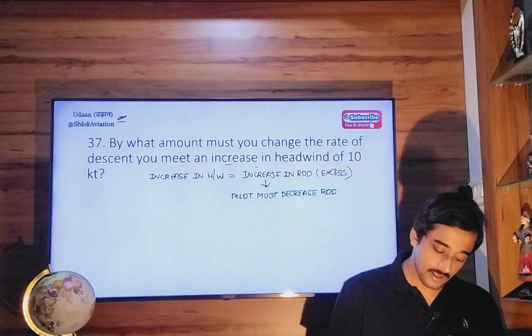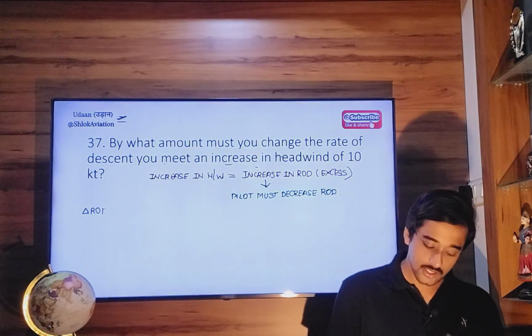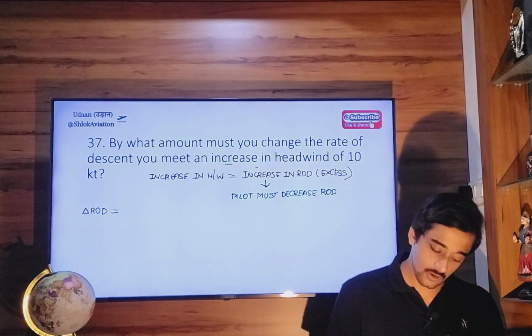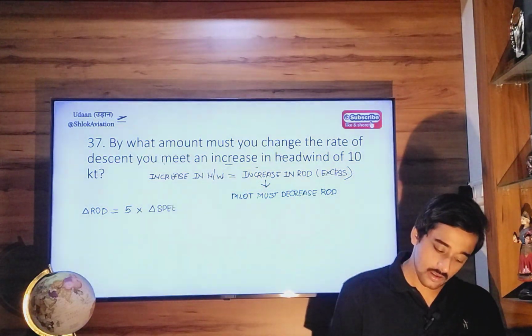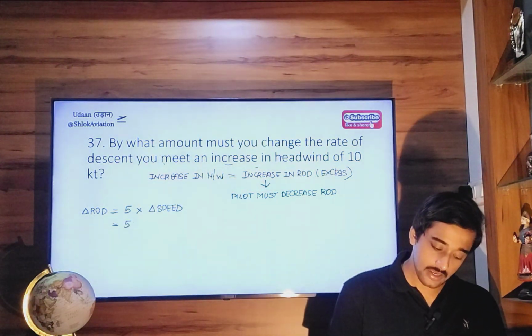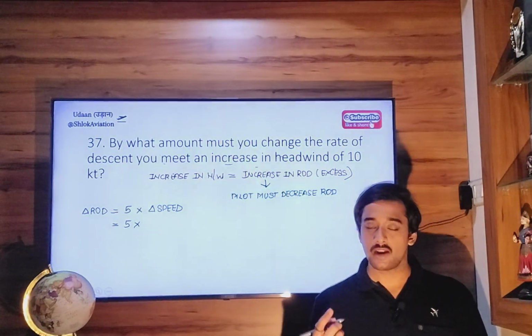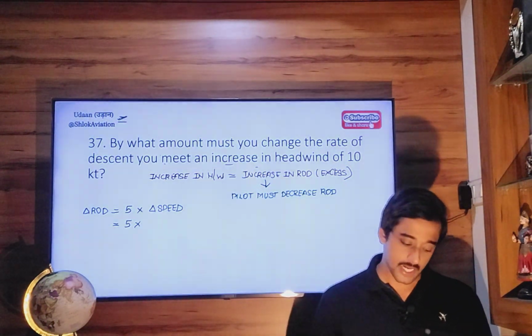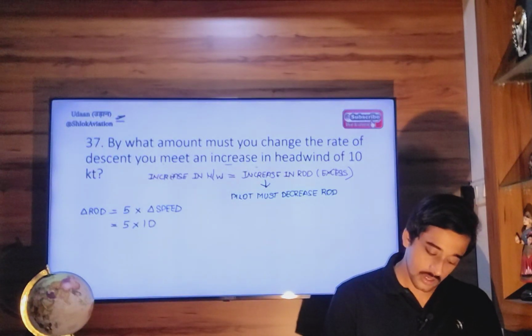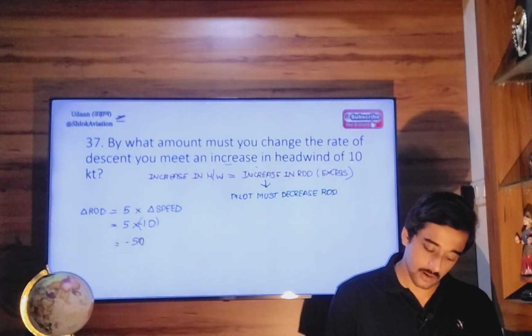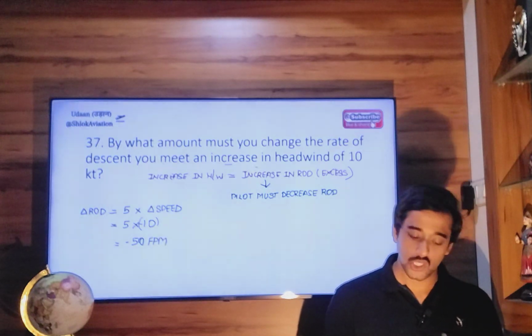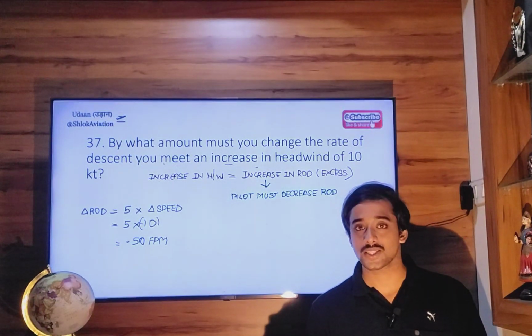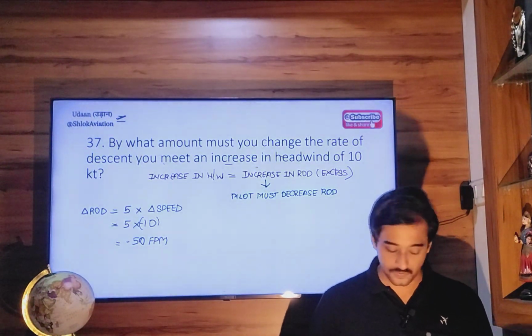Now by what value will he decrease that rate of descent? Change in rate of descent equals 5 multiplied by change in speed. Now increase in headwind component of 10 knots means decrease in ground speed by 10 knots. So 5 into minus 10, that is minus 50 feet per minute. So the pilot will have to decrease his rate of descent by 50 feet per minute.